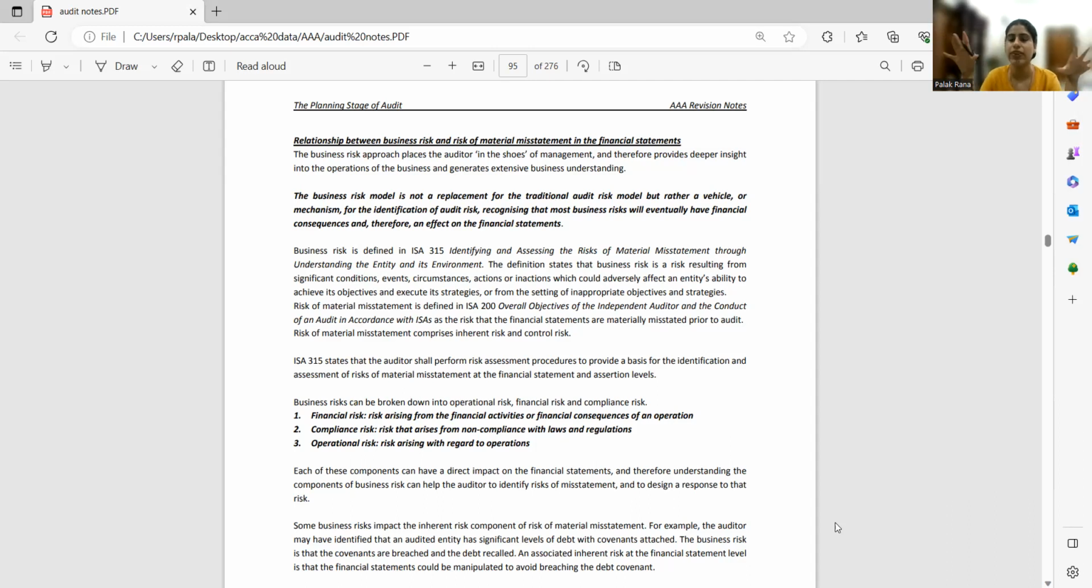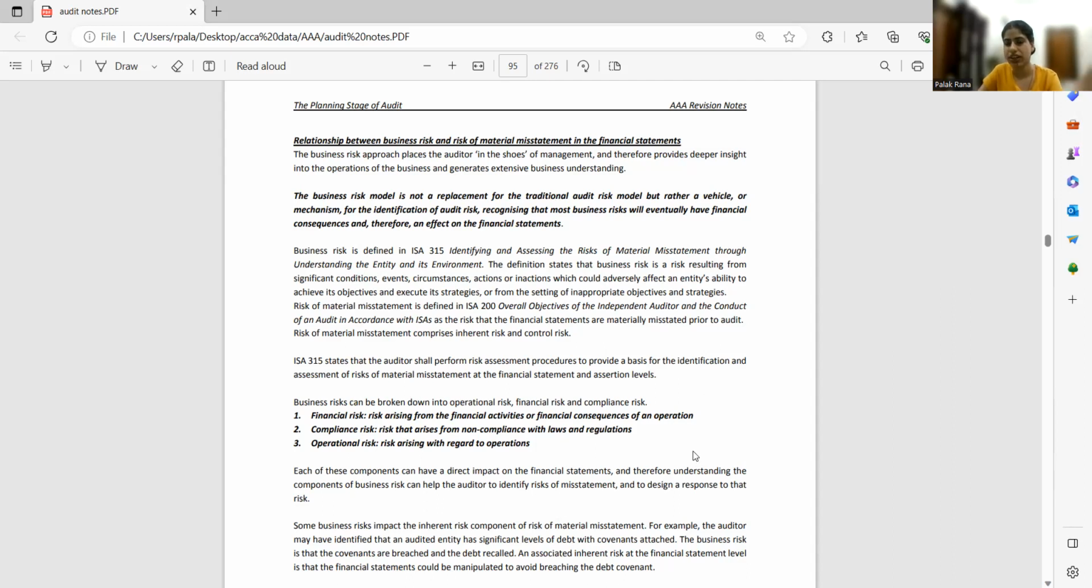So each and every business risk can directly and indirectly impact my ROMM. So where there is a business risk, there is almost a probability of ROMM arising. Now, next, my business risk can be segregated into three parts. The first one is operational risk, the second is financial risk, and the third one is compliance risk.